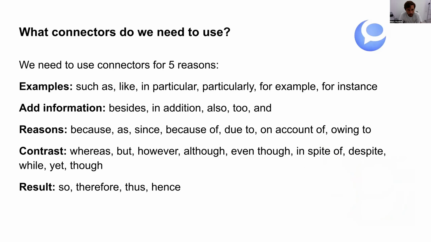So what connectors do we use? We use connectors for 5 different reasons. We use them to give examples, add information, give reasons, show contrast, and also result. It is not enough to only use 3, 4, 5 connectors. Do not just say like, but, and, because, so. It's not advanced enough. You need to use a variety of connectors, maybe 6 or 7.